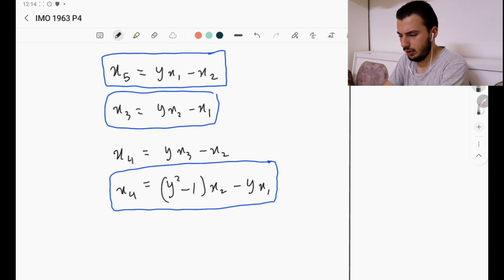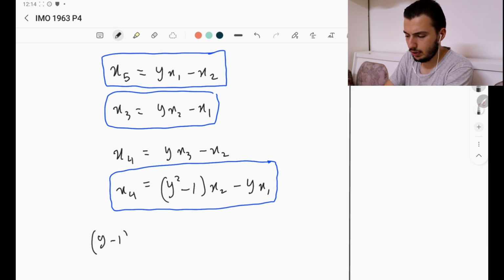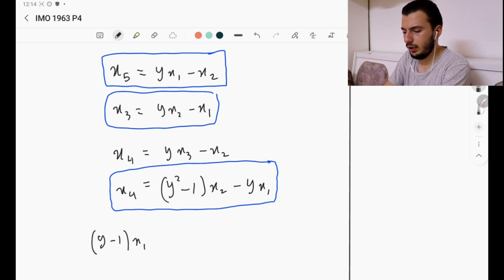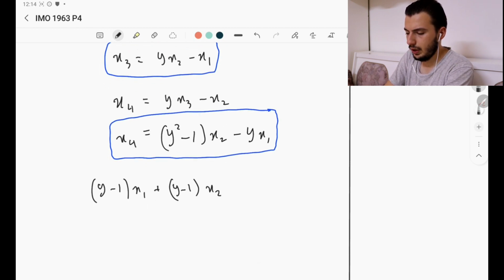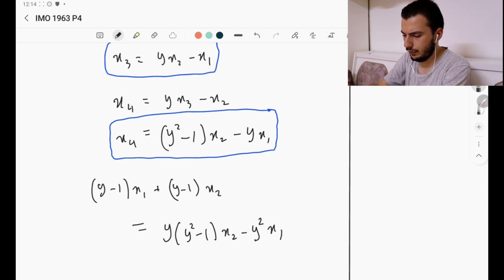Okay, let's immediately do something nice. So for example, if you add this and this, you'll have (y minus 1) x1, and then you have also (y minus 1) x2, and this thing is equal to y times x4, which is simply y times (y minus 1) x2 minus y square x1.